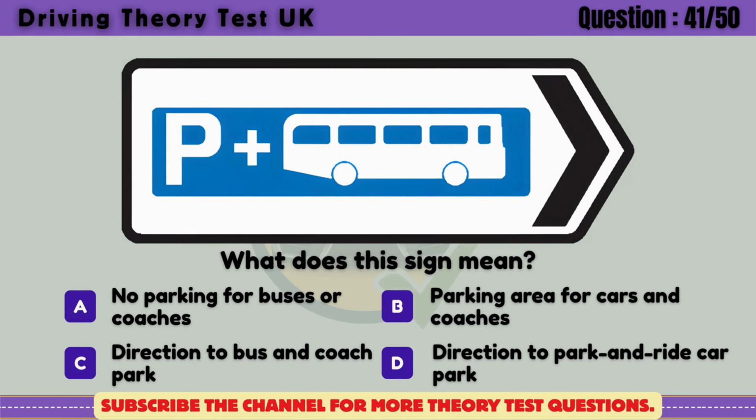Question 41. What does this sign mean? Option A. No parking for buses or coaches. B. Parking area for cars and coaches. C. Direction to bus and coach park. D. Direction to park and ride car park.